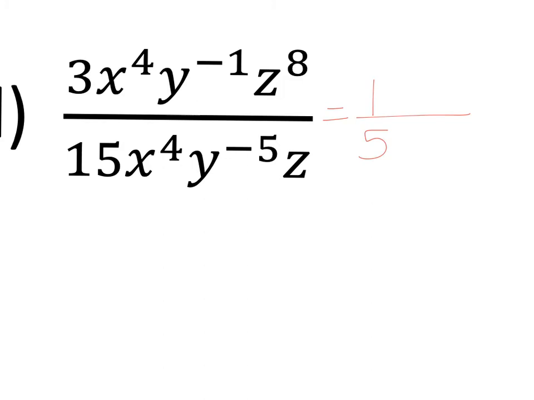Now in this case, I've got x to the 4th and x to the 4th. Well, when I take 4 minus 4, I get 0. We know that x to the 0 power would just be 1. Or just think of it as, guys, they cross out. They cancel each other out. So there's no more x's.